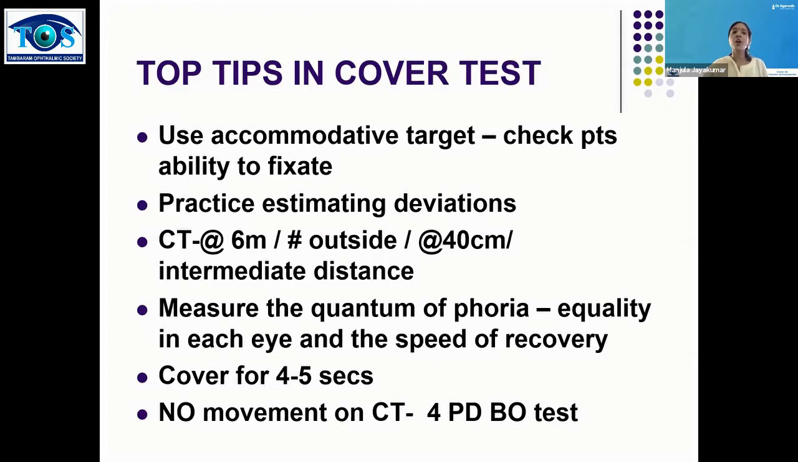So use an accommodative target, check the patient's ability to fixate, practice estimating deviations, do your cover test at 6 meters and 40 centimeters, sometimes even at intermediate distance. Measure the quantum of phoria. Is it equal in each eye? And what is the speed of recovery? Cover your eye at least for 4 to 5 seconds when you do your cover-uncover test. If you don't get a movement on cover test, please do a 4-prism base-out test.